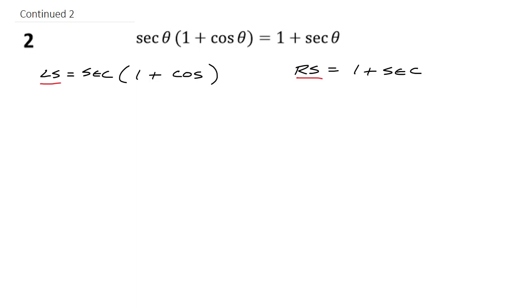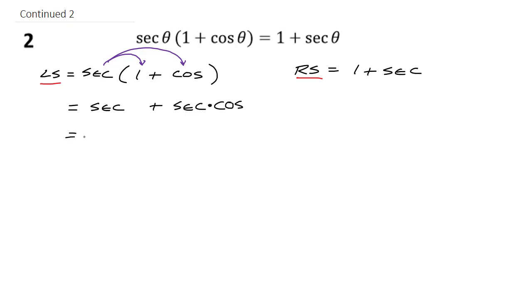Now, what can we do over here? Well, let's focus on the left side first. I can distribute this, right? Why don't we distribute and see what we can do here? All right, so secant times 1 is secant, and secant times cos is secant times cos. So I'm just going to write secant cos here. Now again, it would make more sense if I had my thetas in there. We're just going to leave them out. Secant times cos. I'll even put a little dot there.